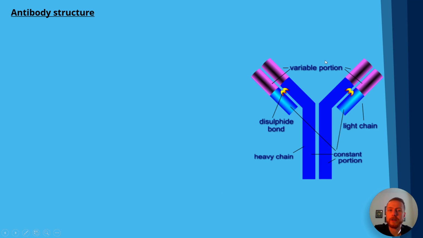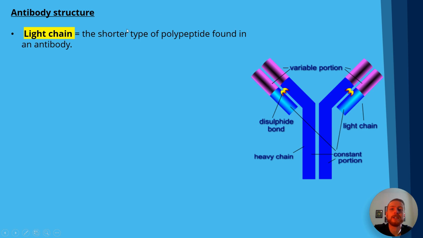So antibody structure next of all. Draw this diagram, guys. You need to know it. You need to know about the disulfide bonds, the heavy chain, the light chain, the variable region, all of that good stuff. So the light chain is the shorter type of polypeptide chain found in an antibody. And you can see that on the edges here and here. So an antibody has 2 light chains.